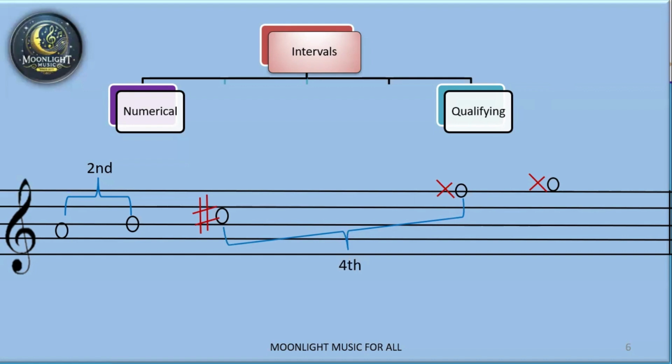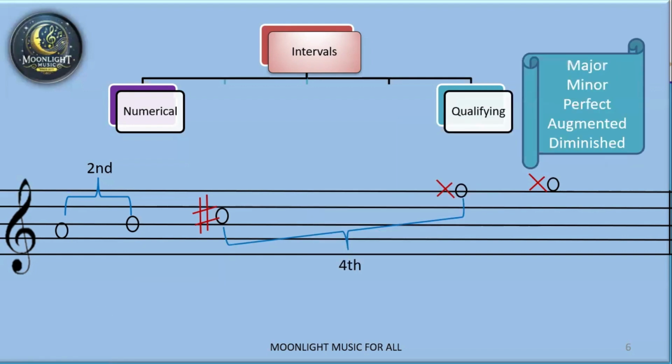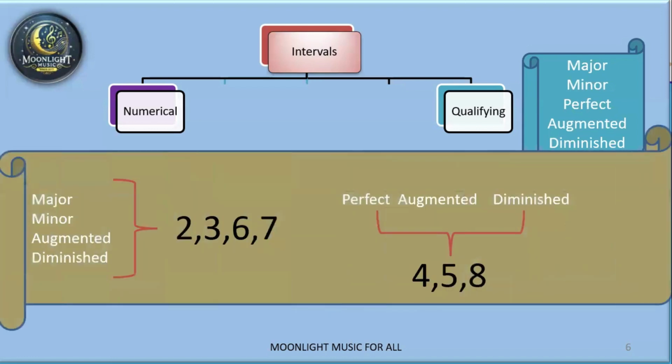Now, when naming an interval, we also need to check its quality or type. So there are 5 types of intervals. What are they? Major, represented as capital M, minor, small m, perfect, capital P, augmented, A, diminished, small d. Listen carefully, right? If the interval is second, third, sixth or seventh, it can be major, minor, augmented or diminished. If the interval is fourth, fifth or eighth, it can be perfect, augmented or diminished.